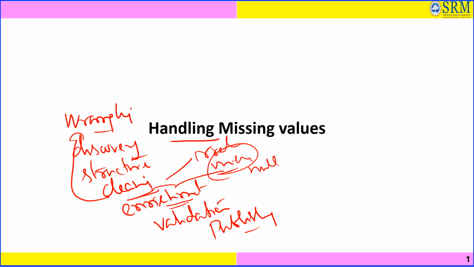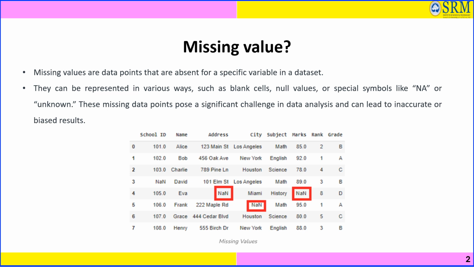So let's see how we get missing values and how to handle them. Missing values are the data points that are absent for a specific variable. They can be represented in many ways: a blank cell, null values, or special symbols like NA, unknown, or NaN. So these are the missing values.